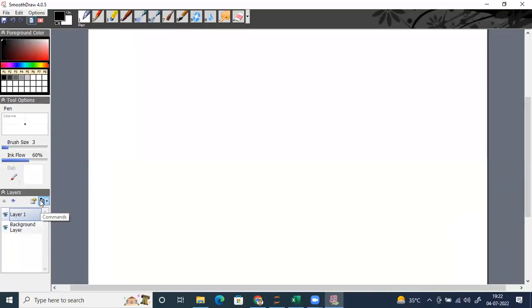Come on, quickly. Add new layer, add new layer, add new layer. Okay, and quickly come to this layer. And let it be black. No problem. Let it be black.